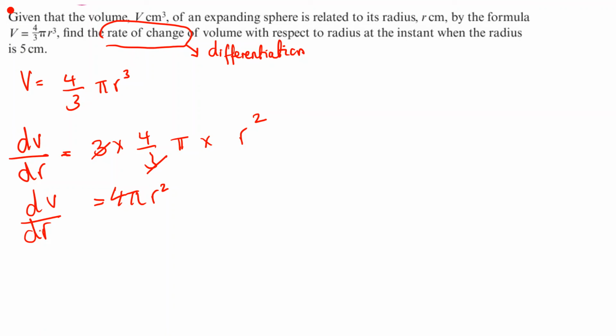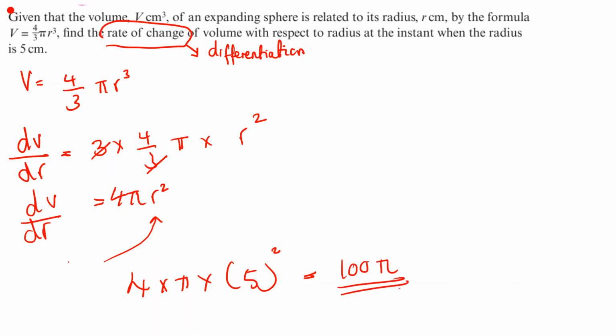So it says find the instant when the radius is 5 centimeters. So find the rate of change of volume. And so now all we're going to do is place r in here. So 4 times pi times r, which is 5 squared, that will give us 100 pi. And that will give us the rate of change of volume when the sphere's radius is 5.